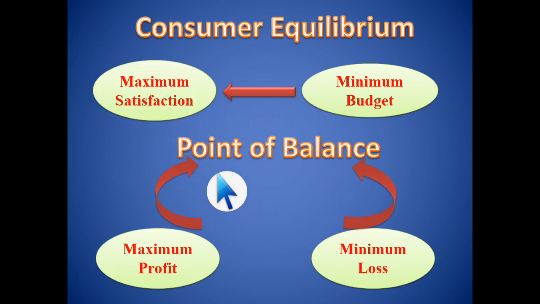Well, it is also called the point of balance. Why balance? Because here is the point where we are getting maximum profit and minimum loss. See, our profit is maximized and loss is minimized. Isn't it a balanced position? This is called consumer equilibrium.